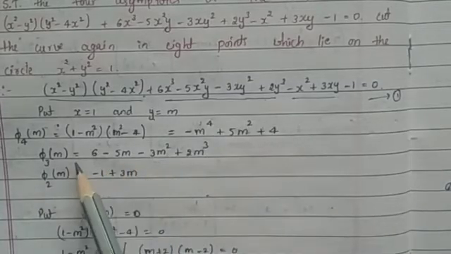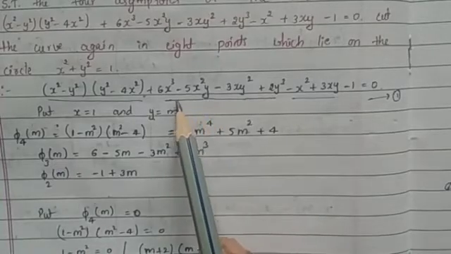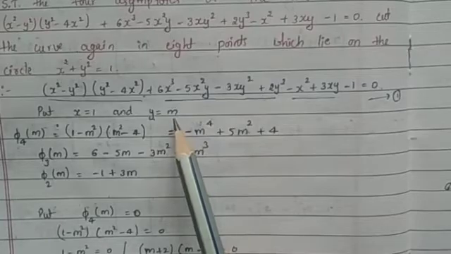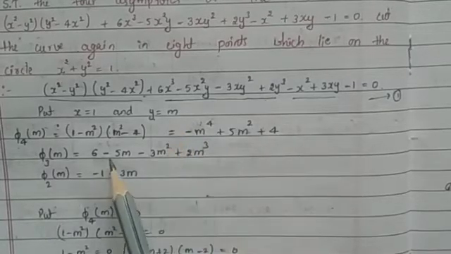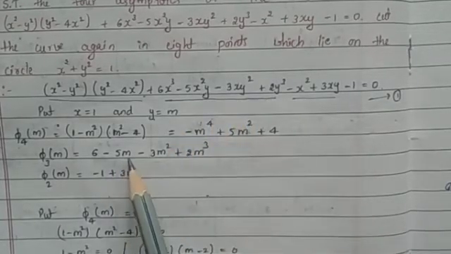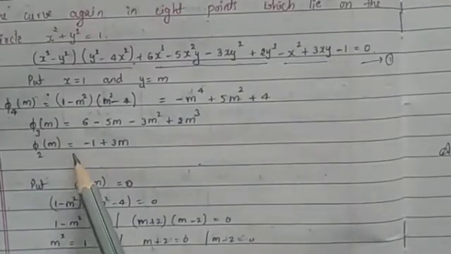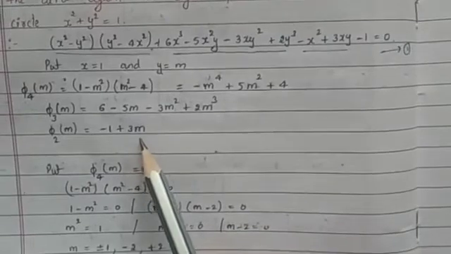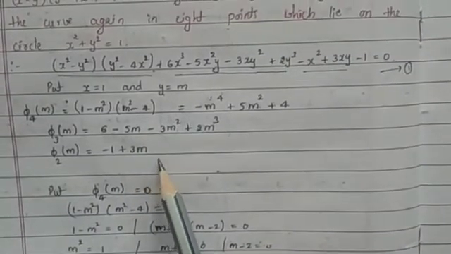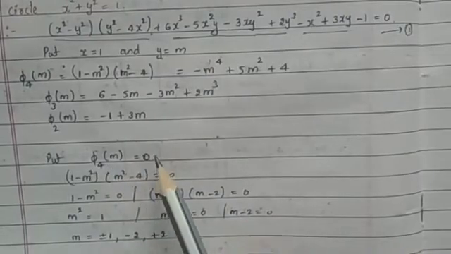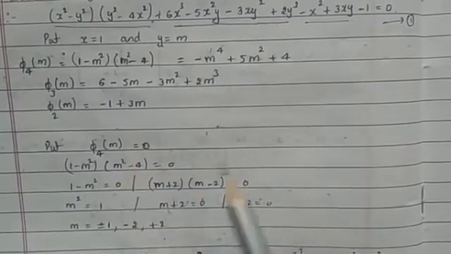Then φ3(m) means in the 3 degree terms, put x = 1 and y = m. You get 6 − 5m − 3m² + 2m³. Next, φ2(m) = −1 + 3m. Next you put φ4(m) = 0 for finding the roots of m.